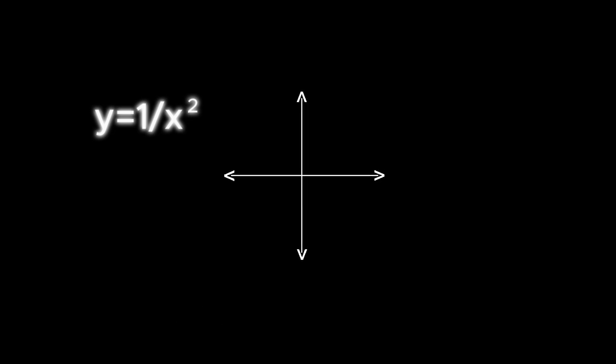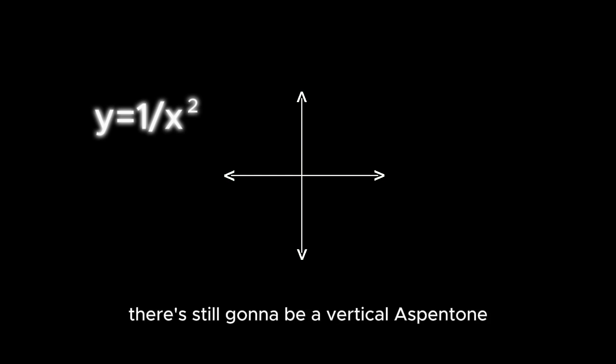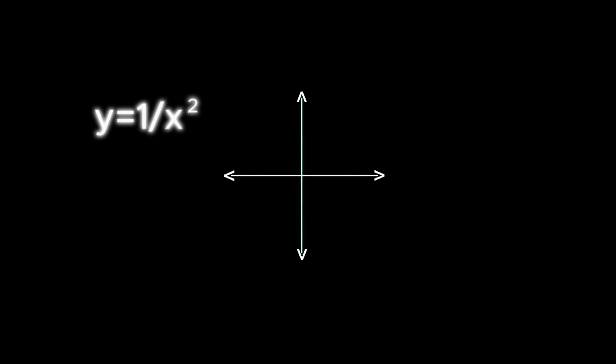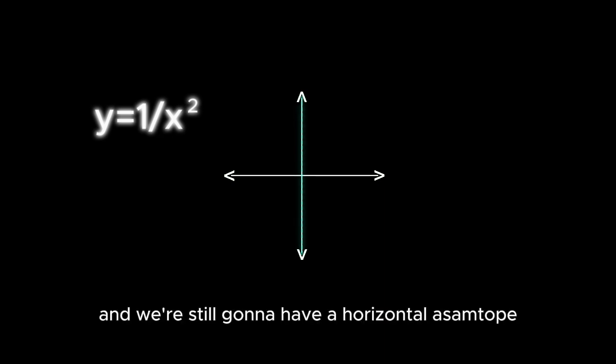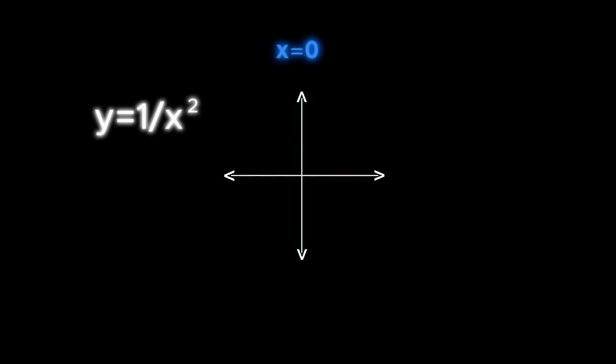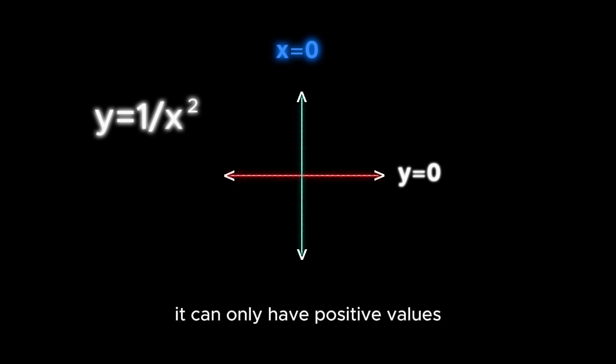Here's another rational function, 1 over x squared. So this graph is similar to the last graph, but there are some differences. There's still going to be a vertical asymptote at x equals 0. And we're still going to have a horizontal asymptote, which is y is equal to 0. Now, because the function is squared, it can only have positive values, which means the function has to be above 0. It can't be negative.